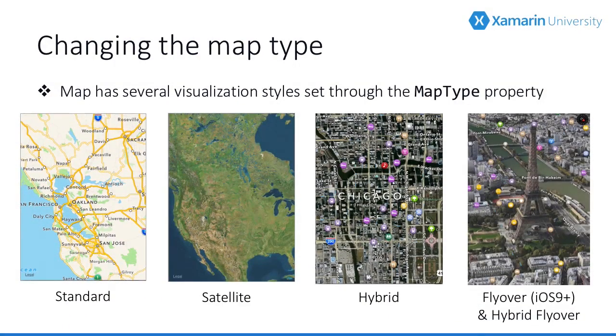For map style, we have several options available. Standard, that's a road map. Our satellite view, that's obviously a view of the world from a satellite. A hybrid, which is our road map overlaid on top of that satellite view, and then we even have flyover and hybrid flyover options available. Now, all of these images, all of this mapping tile data is downloaded directly from Apple's servers, and that means for this to work, you will need an active network connection.